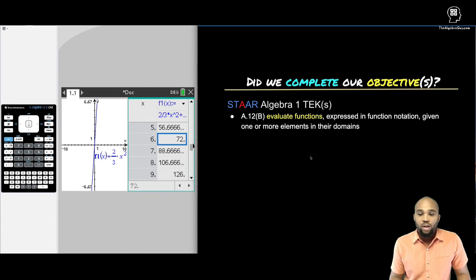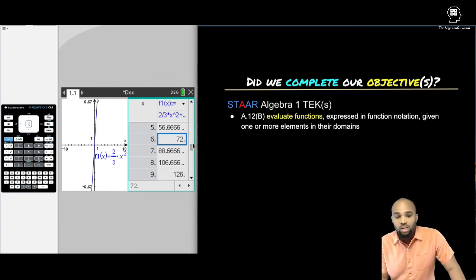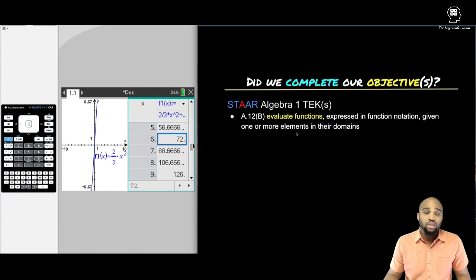So did we cover everything? Did we cover our objectives? Absolutely. We talked about evaluating functions, expressing those functions in function notation, given one or more elements in their domains. Guys, good job. It's pretty straightforward. The function notation itself can look confusing, but now you can see it's simply a matter of plugging in that x value into that function and solving it.